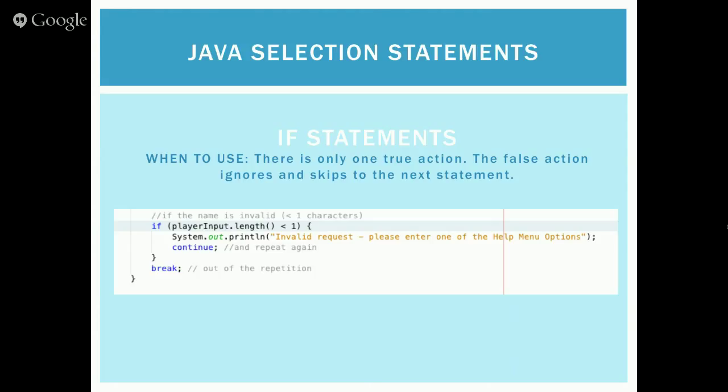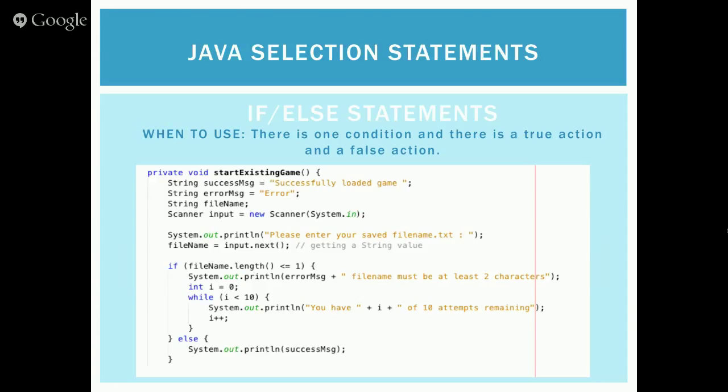So in this example, if the player input length is less than 1, then it will say that it's an invalid request. But if it's not, then it ignores the statement completely as though it's not even there. So that's if statements.